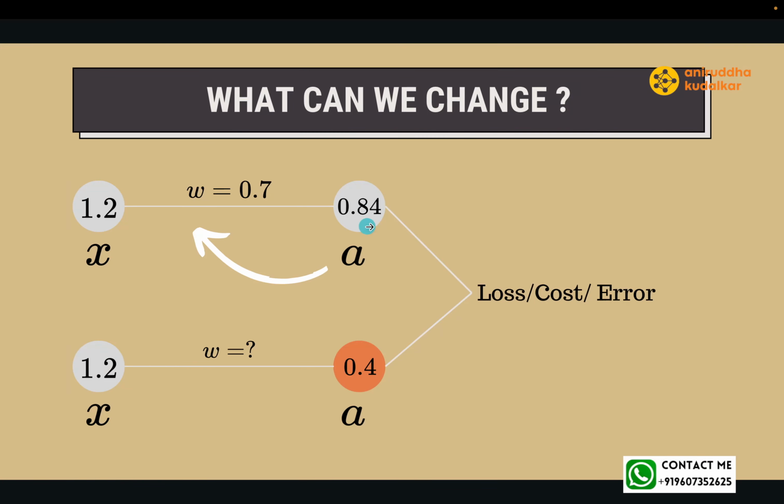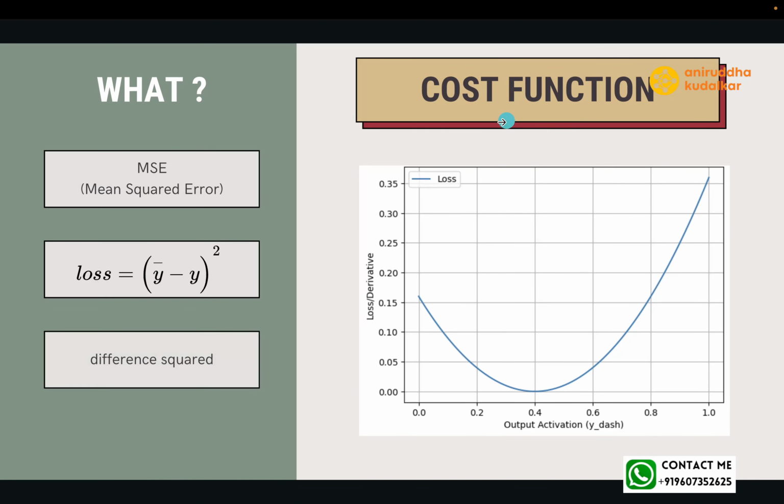So this is the predicted, this is the actual. One of the mathematical functions is MSE: predicted minus actual, and then squared. If you plot the graph, on the x-axis you would have the predicted or output activation, and on the y-axis the actual loss you have got. And you will find that it's a parabola, right?